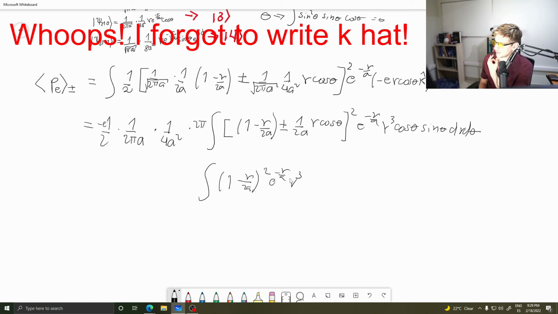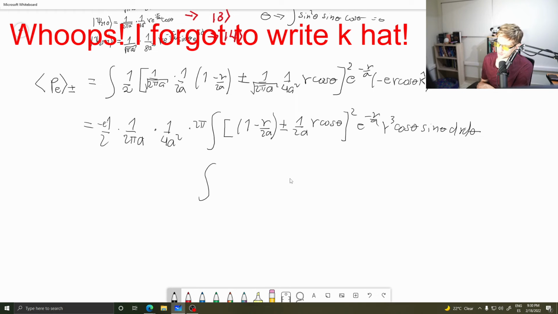R cubed, and then cosine theta sine theta, dr d theta. But what is cosine theta sine theta? That is simply sine of 2 theta. Again, one of these integrals that is 0. So the first term is 0.